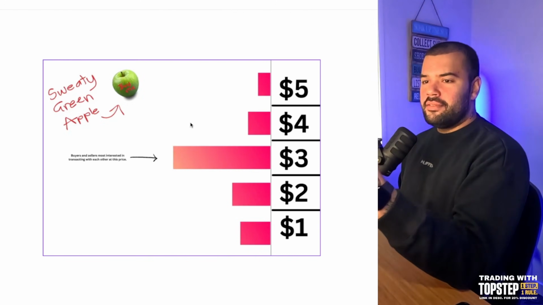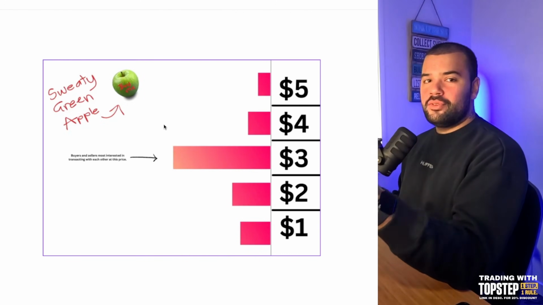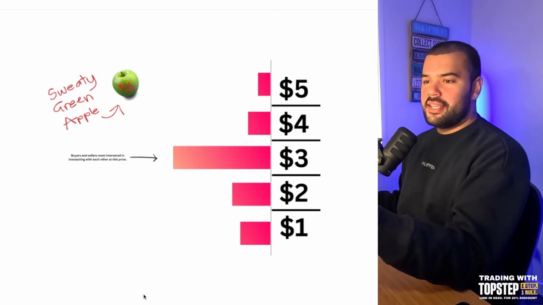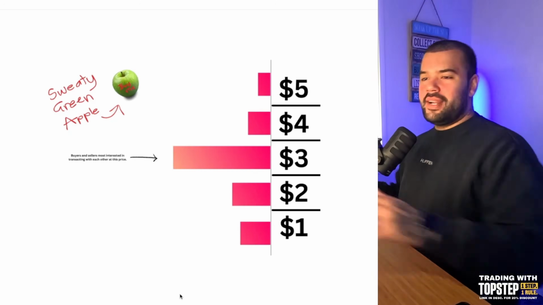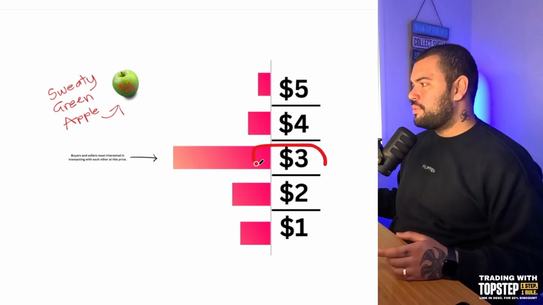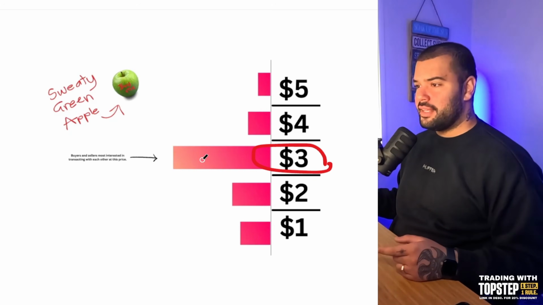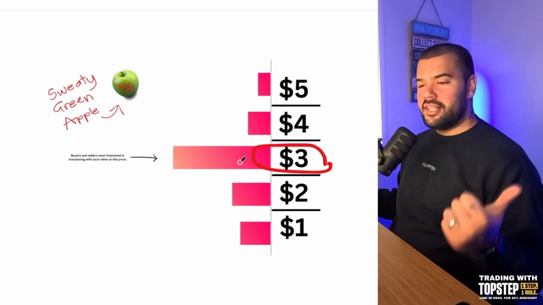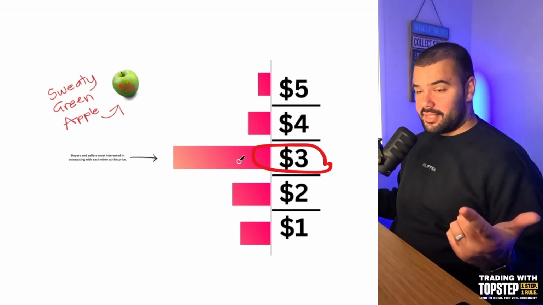So a good way to think of the volume profile is as a visual representation of transactions for a product. So imagine you're given a data set showing sales data for a sweaty green apple, and this represents the sweaty green apple market as a whole. So you can see here that at a price of $3, we have the most interest from both buyers and sellers right there at the $3 level. Where the most sales are happening and where the most buying is happening is at $3. So an abundance of buyers willing to buy and of sellers willing to sell at that same level.